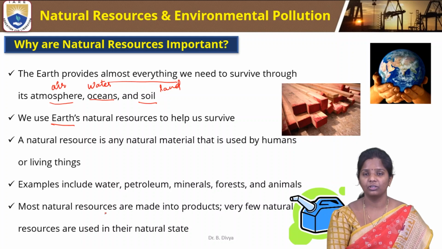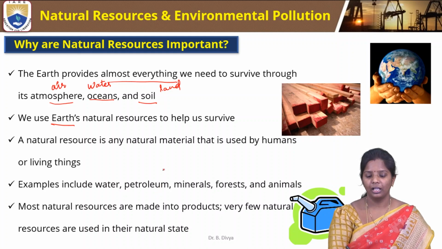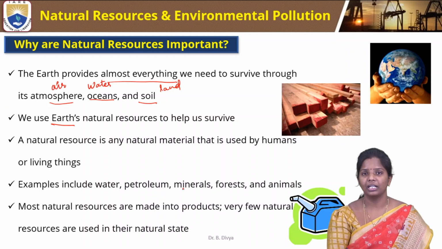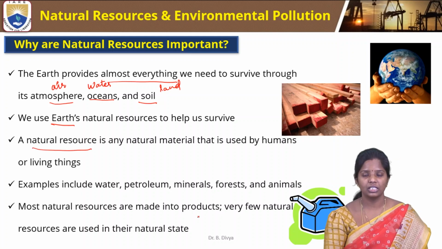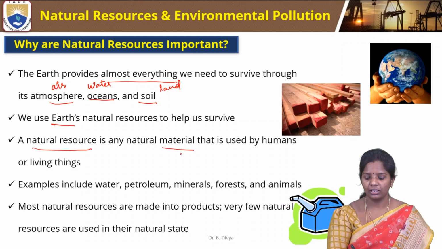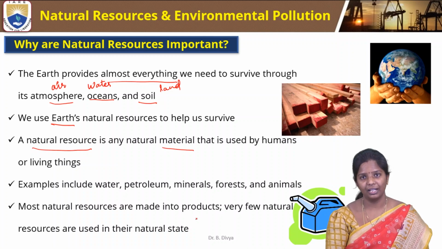Why are we not able to live on other planets other than Earth? Because all the other planets don't have these basic requirements. That is why Earth is having the major natural resources already available for mankind for their perfect sustainability and survival. So a natural resource is any natural material that is used by humans or living things.